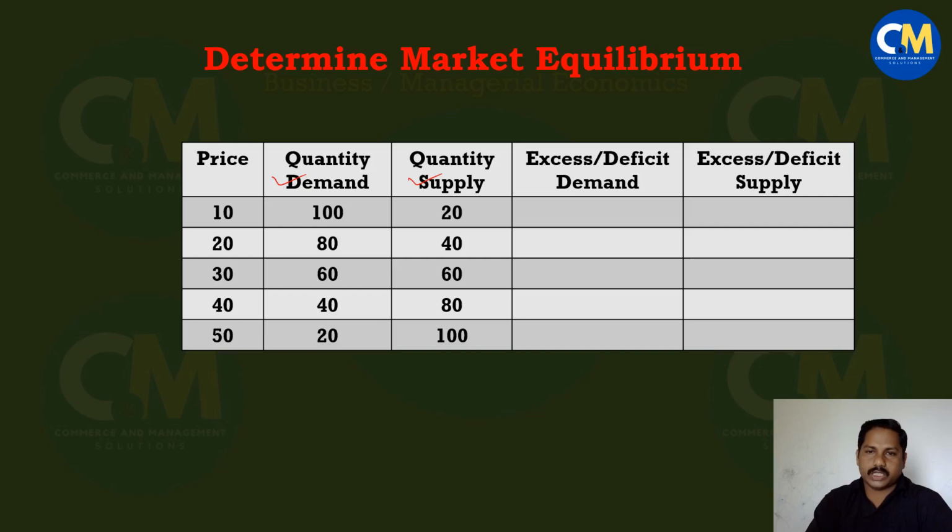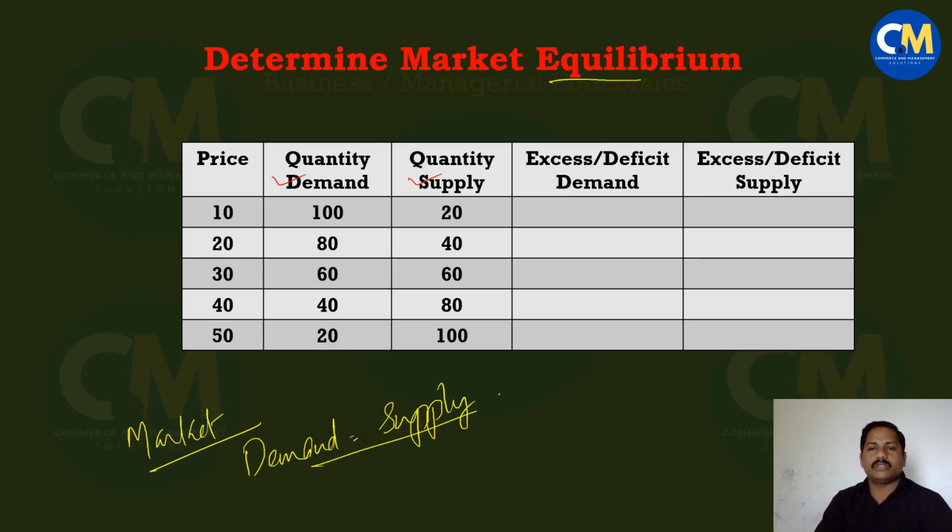Equilibrium is the equal point. In a market, the equilibrium point means when demand is equal to supply. That is called the equilibrium point. Equilibrium of the market is when demand is equal to supply. From this table itself, you can understand what the equilibrium point is.